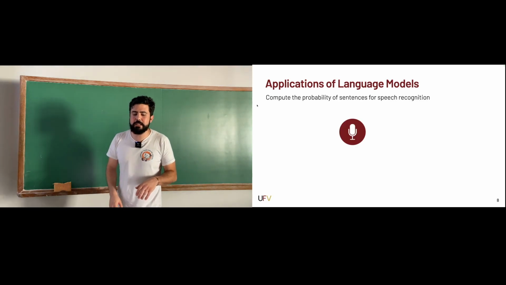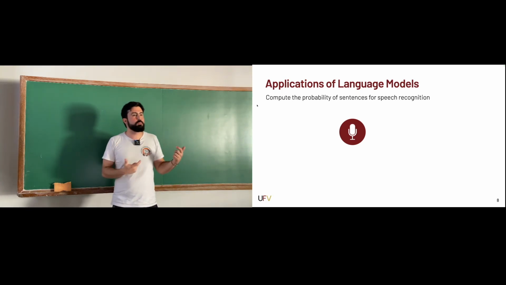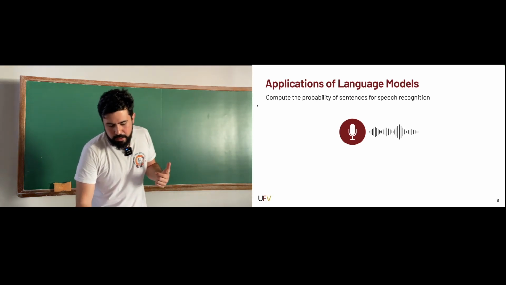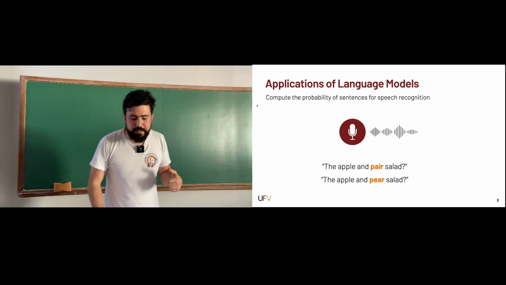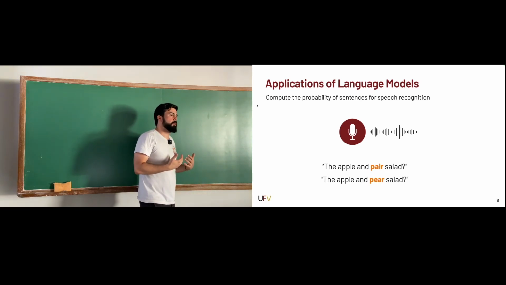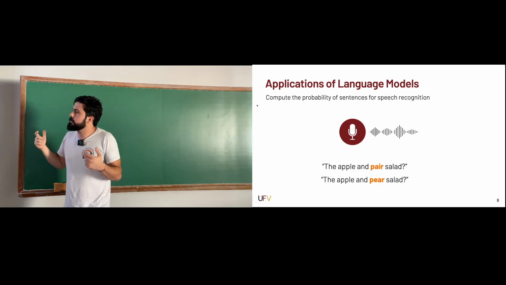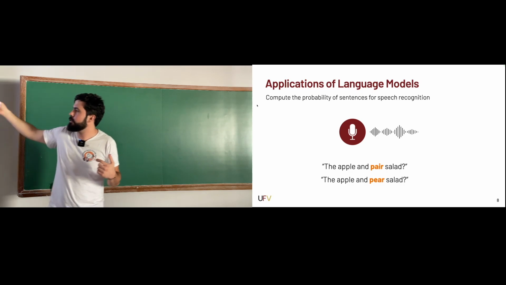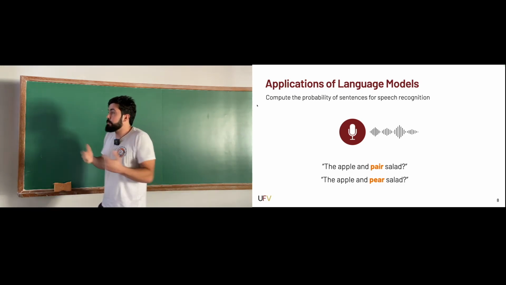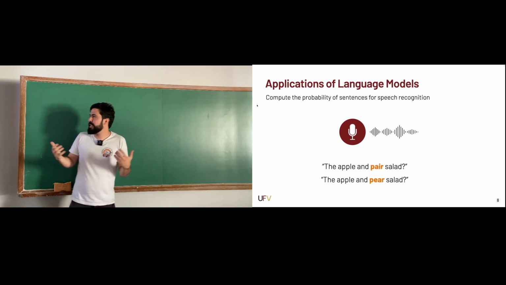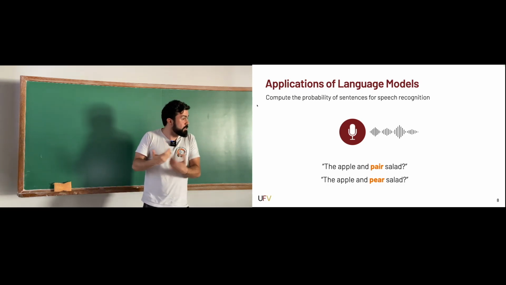So perhaps not as intuitive as the previous one. You need language models to do speech recognition. Because let's say someone says a sentence, right? And that sentence is the apple and pear salad. Right? You just get the sound of that. How would you know that the person said the first or the second sentence? Right? By the other words, right? It's the only way to say, because pair and pear have the same sound. But one is correct and one is wrong in this context.